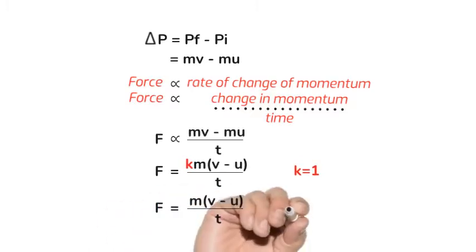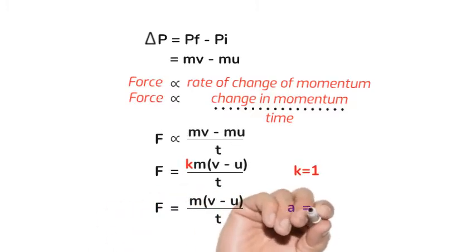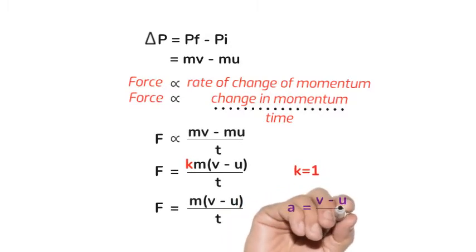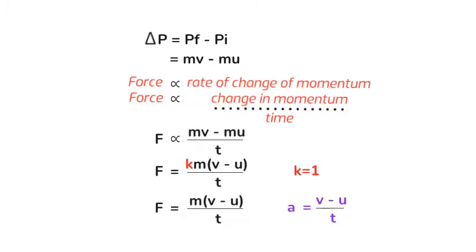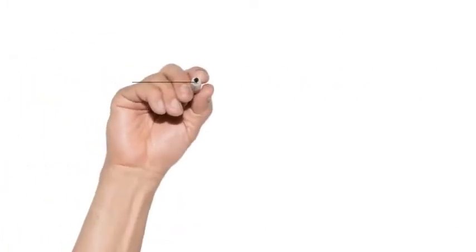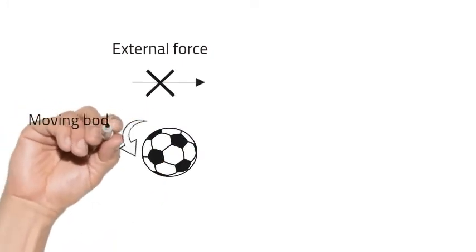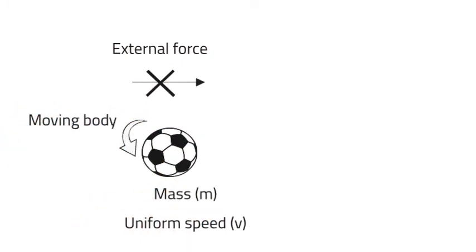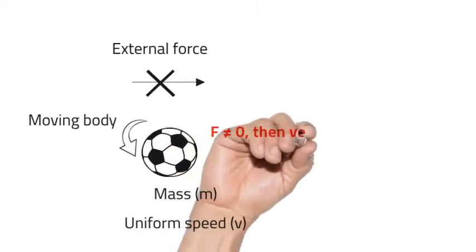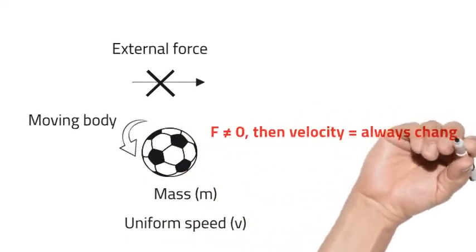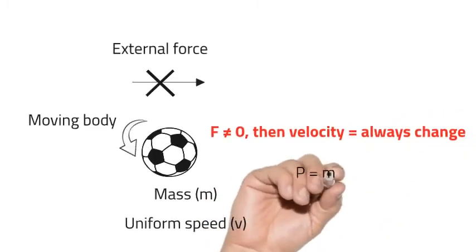Since acceleration is equal to change in velocity divided by time, that is a is equal to (v minus u) by t, hence we have F is equal to m into a, that is mass into acceleration. No external force is required to maintain the motion of a body moving with uniform velocity. When the net force acting on a body is not equal to 0, then definitely the velocity of the body will change. Thus, change in momentum takes place in the direction of the force.